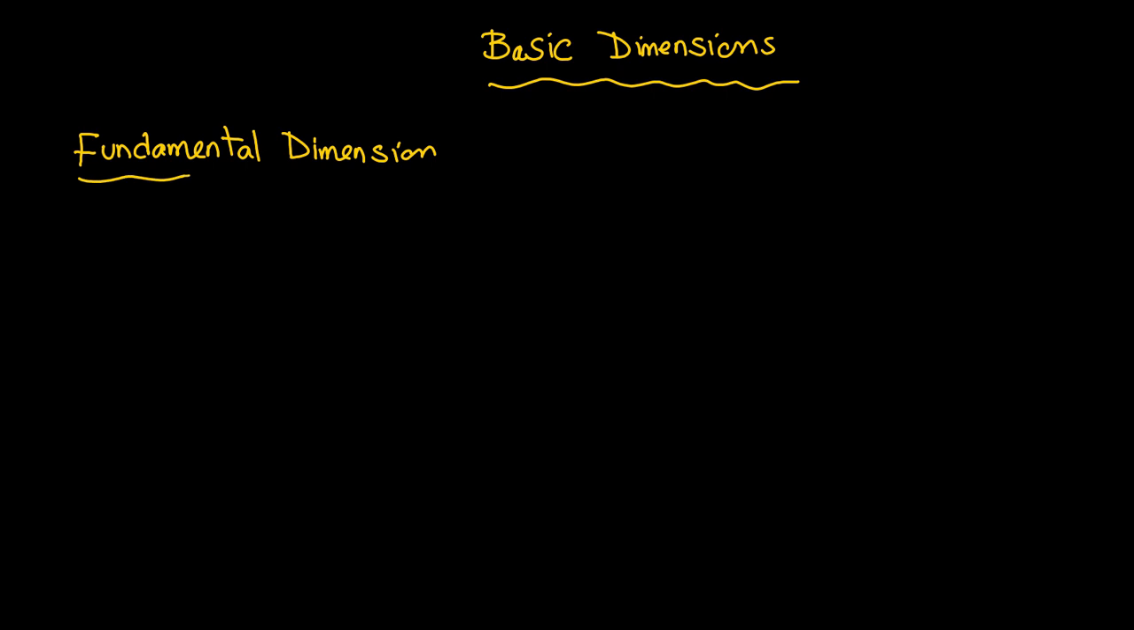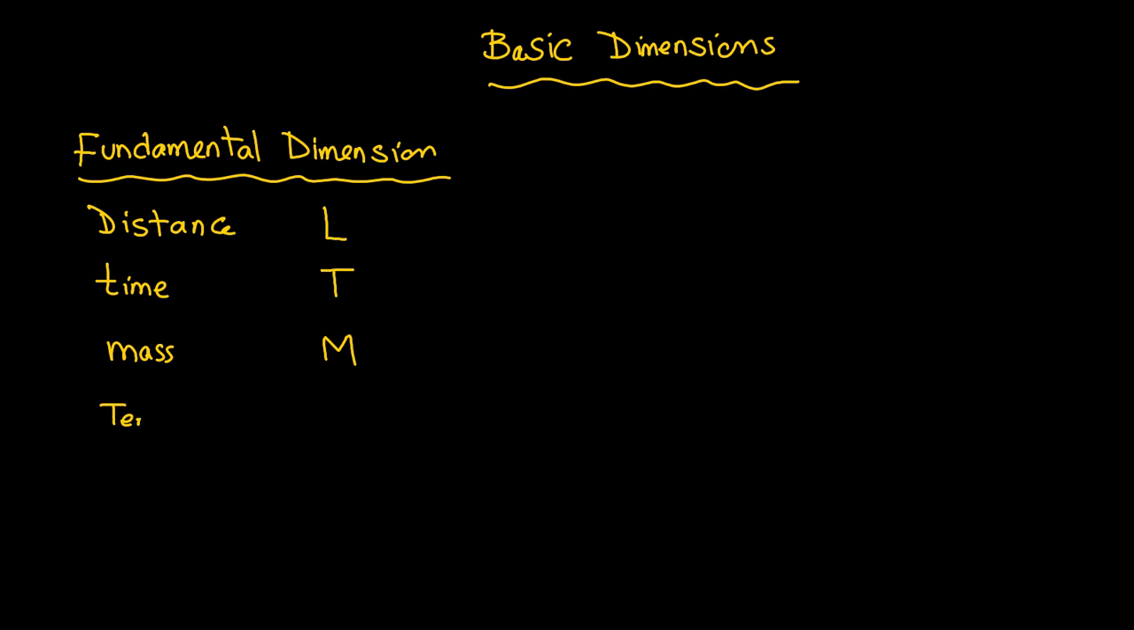The basic dimensions or the fundamental dimensions that we are dealing with are basically the distance, and the symbol that we use to represent distance in the dimension is capital L. The second quantity is time, and we usually give that capital T. Then the next one is going to be the mass, and we give that capital M. Then the next one is going to be the temperature. We give that theta.